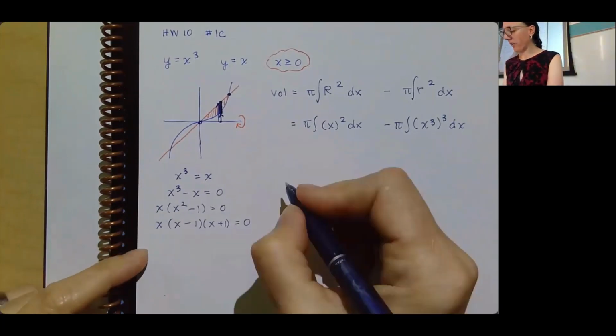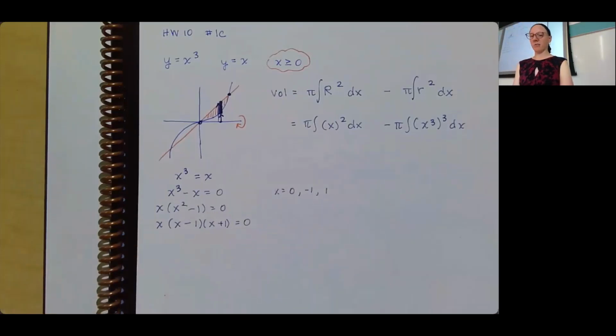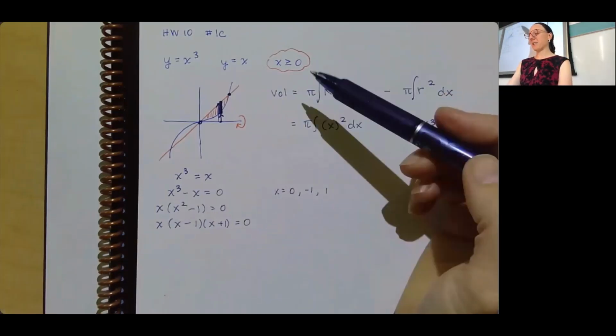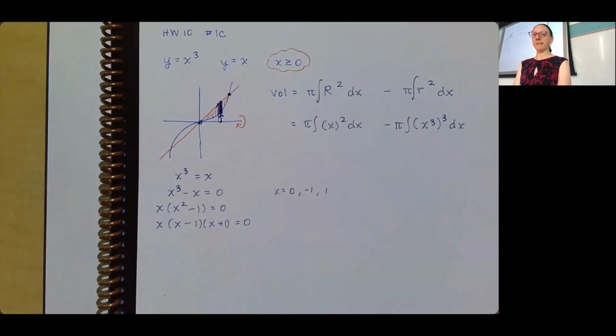And that's where I would know that there actually are 3 points of intersection. But because he specified that we're only going to take the part where x is greater than or equal to 0, I'm not worrying about the -1 piece.